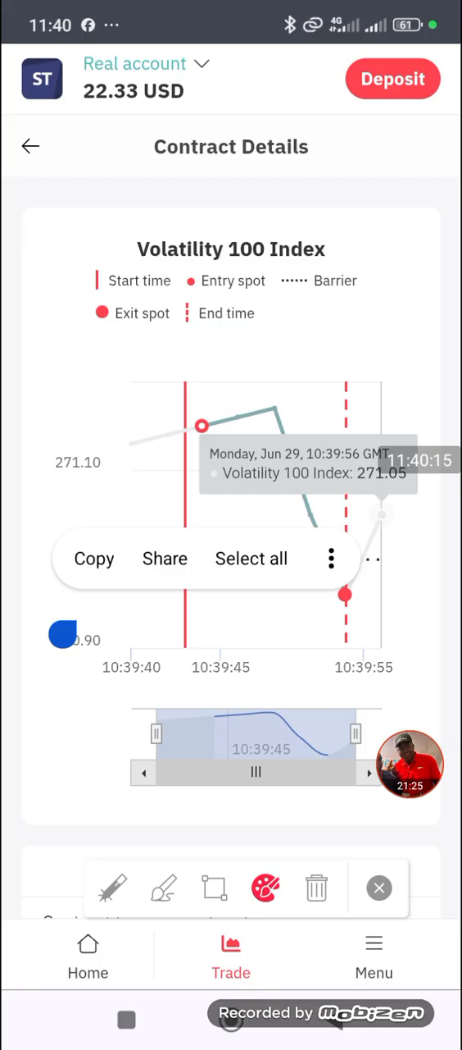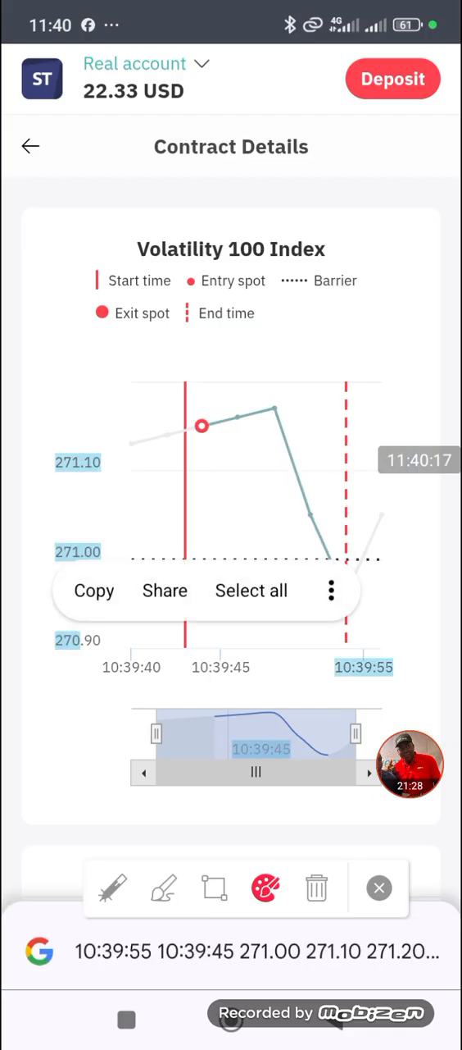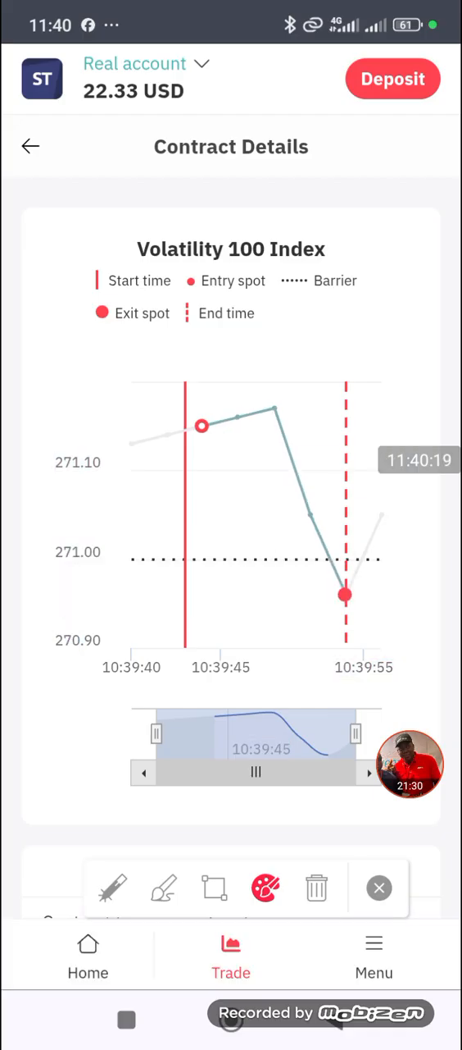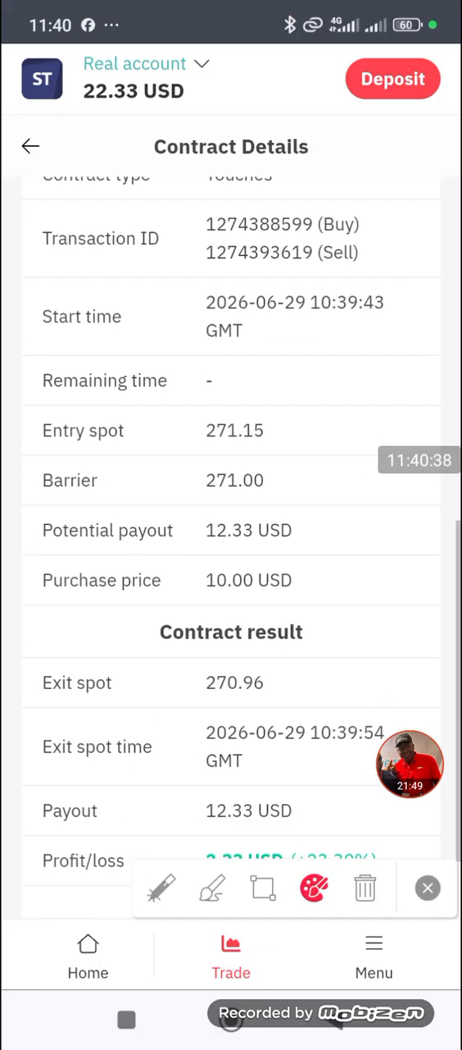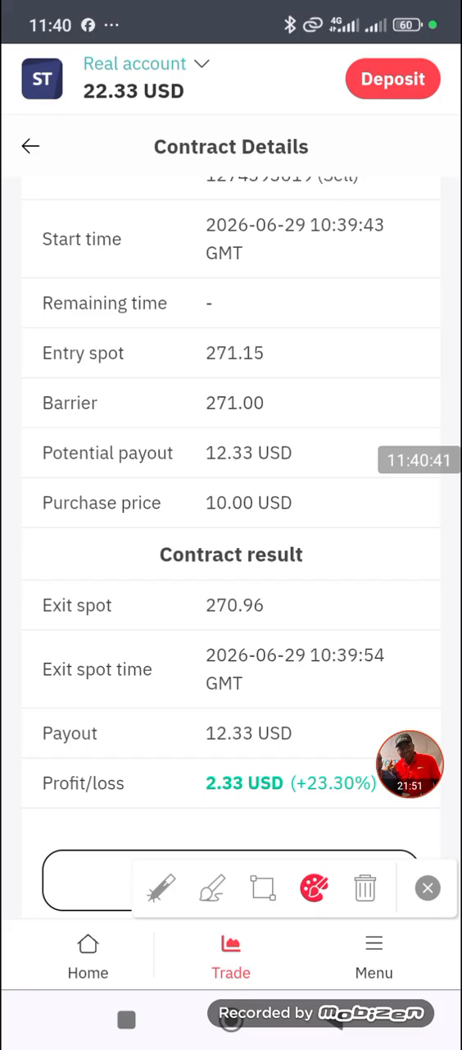Why are you selecting now? I don't understand. Okay, see where I entered from. Just a minute. You can see where I entered from. See where I said it's going to get to. And immediately it got there, I won the trade. And just like that, I've made 23%.